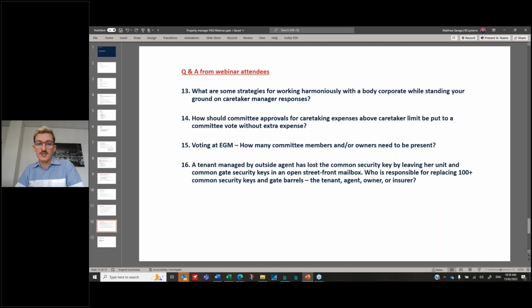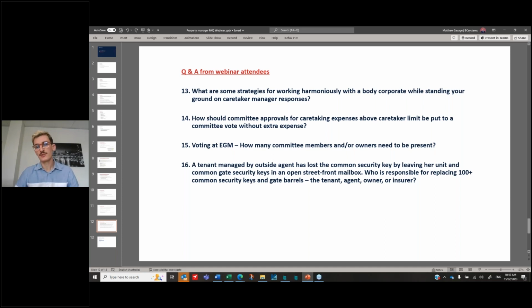Okay, what are some strategies for working harmoniously with body corporate while standing your ground on caretaker manager responsibilities maybe? I would say that for a caretaking service provider, it can be dangerous or difficult if committees are constantly feeling like they're discovering issues.